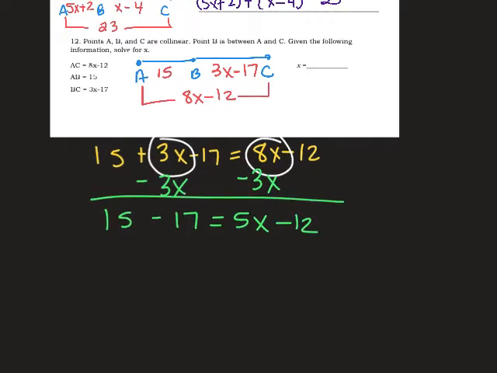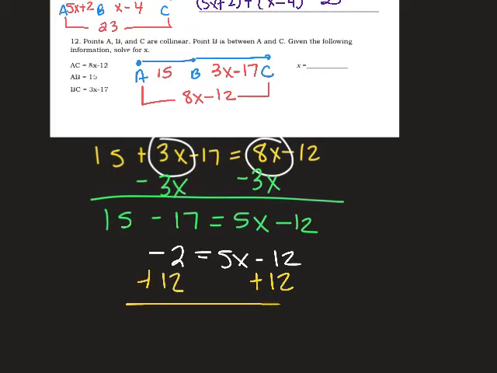Okay, now what can I combine? 15 minus 17. What's 15 minus 17? Negative 2. All right, what can I do now? And how do I move it over? Good. Add the 12. To eliminate it, you do need to do the opposite.